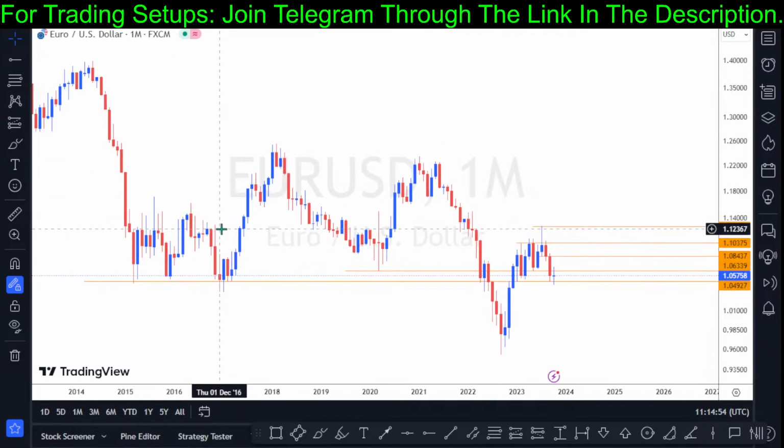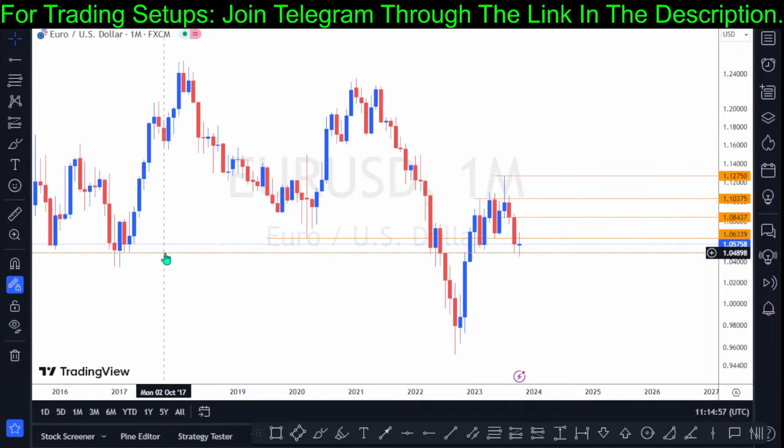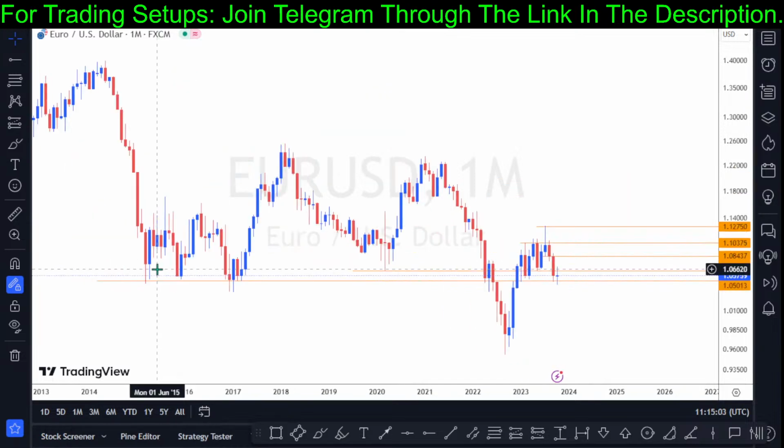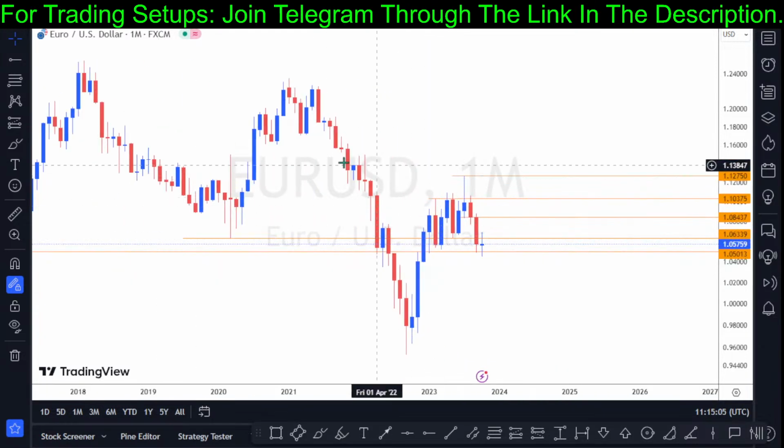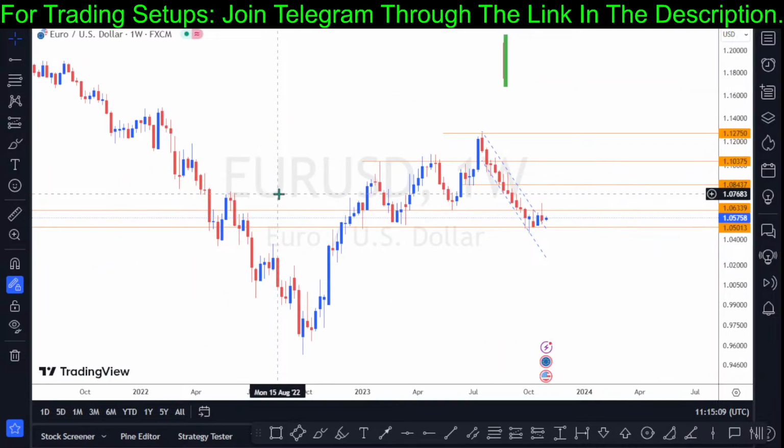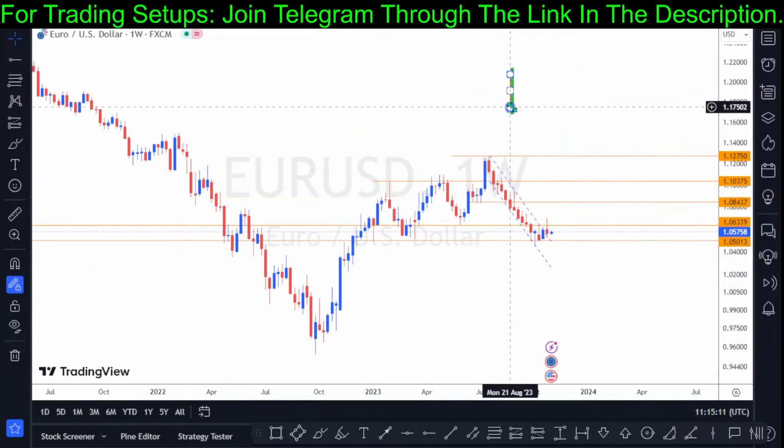We have price, yes, at a key level structure. Okay, let's check the weekly chart. Here comes the weekly chart of the Euro pair against the USD.